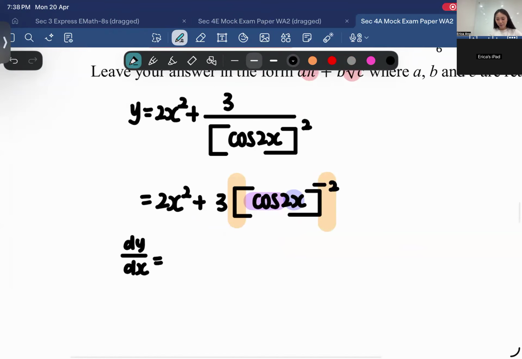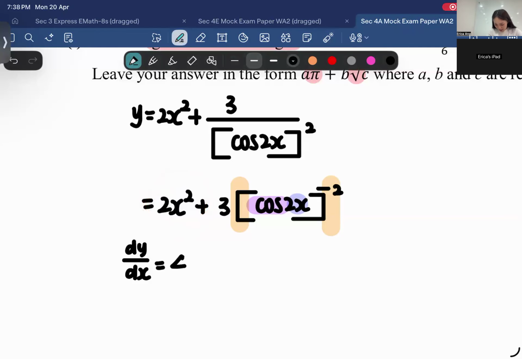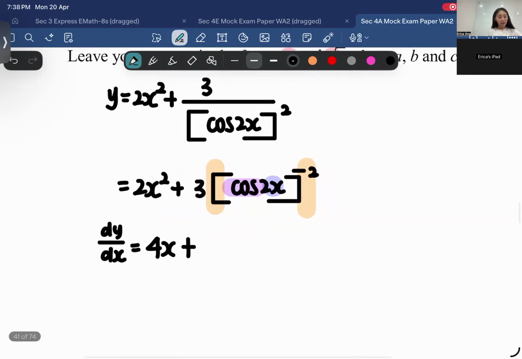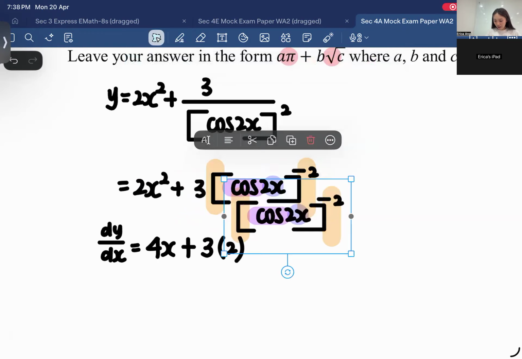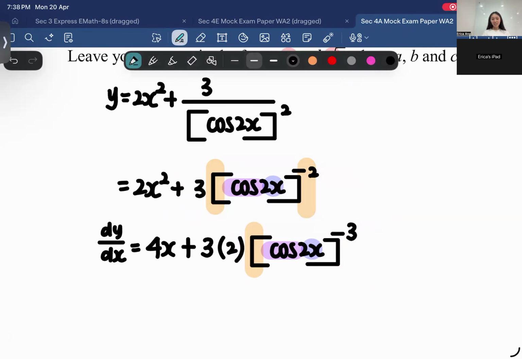Wait, not so fast. Differentiate one by one first. You haven't differentiated this one. 4x. Okay, what do you copy first? Copy the number? Copy 3 first, because there is a 3 there. What do you bring down? -2. Then now your whole thing, power, minus. Correct.